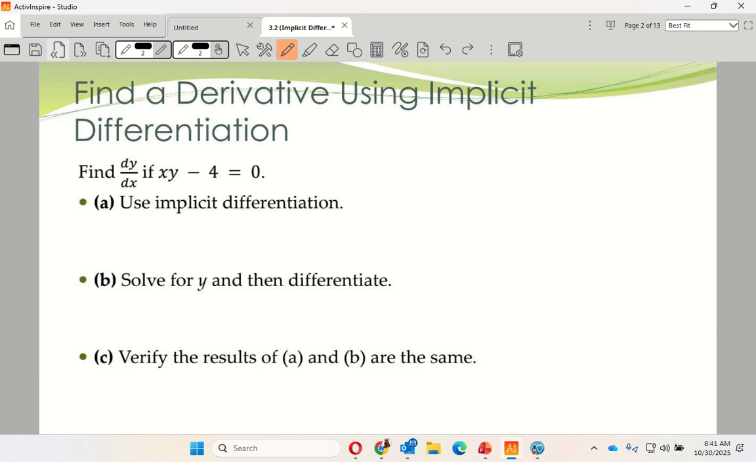Implicit differentiation, solve for y, and then differentiate. We did this. Verify the results, A and B are the same. Now, we said that dy/dx is equal to negative y over x, right? The second one says solve for y instead.